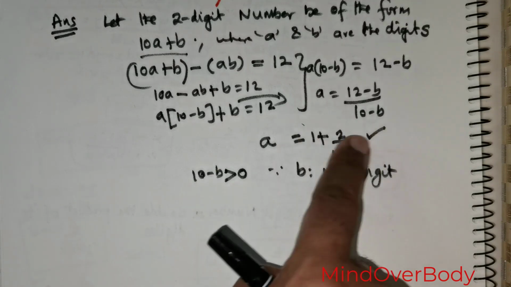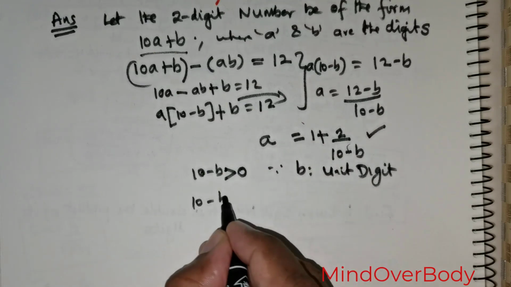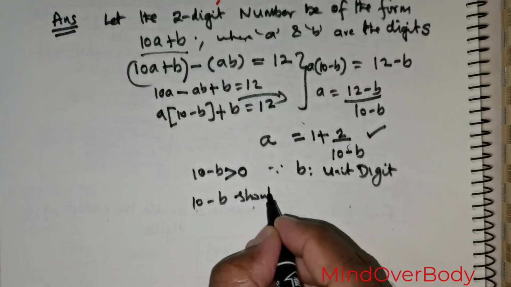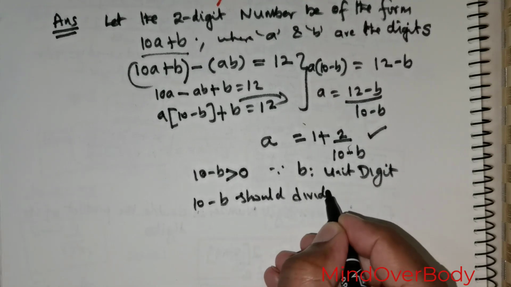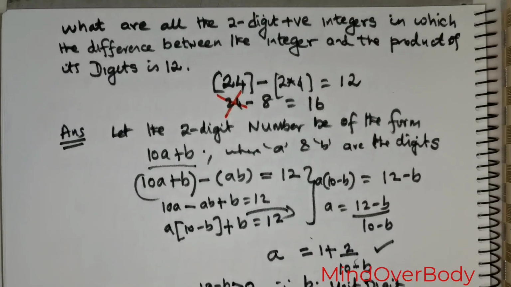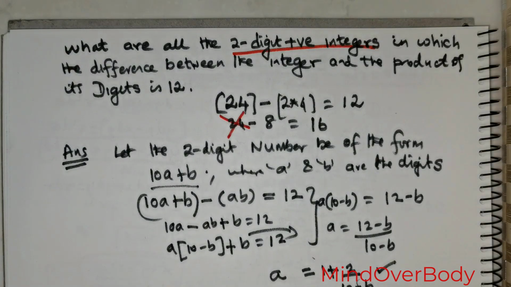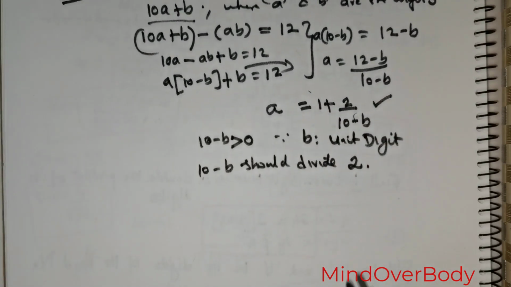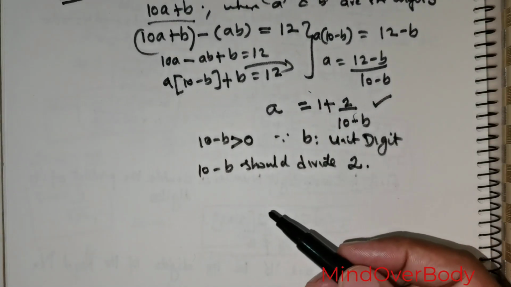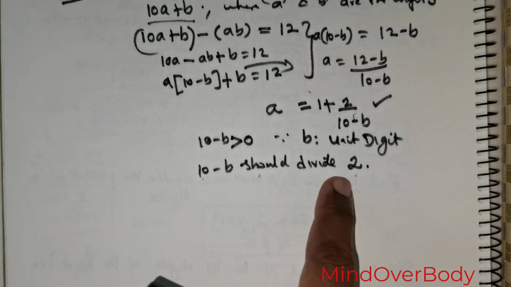Now apart from being positive, 10 - b should divide 2. Now why should it divide 2? Because what does the question say? We are looking for two-digit integers, right? If it doesn't divide 2, then we are not dealing with what is expected from the question. So 10 - b should divide 2.